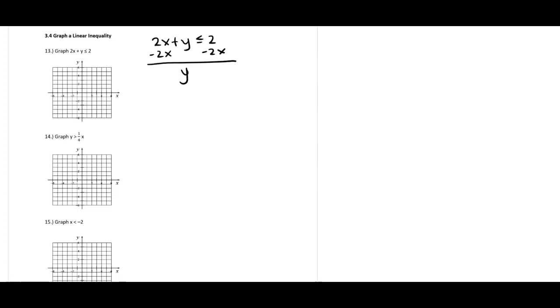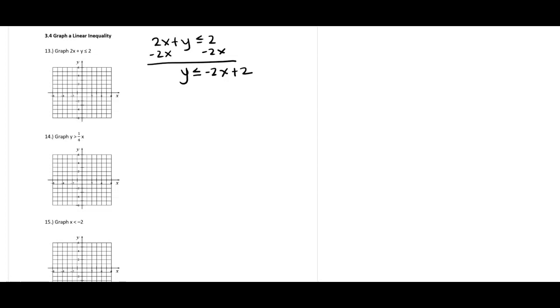Right, so I'll start this by subtracting the 2 over. And so I'll have y, make sure you keep your sign there, is less than or equal to negative 2x plus 2. And remember, if we multiply or divide by a negative, that would flip the inequality sign the other direction. Right, so make sure that you keep that in mind.